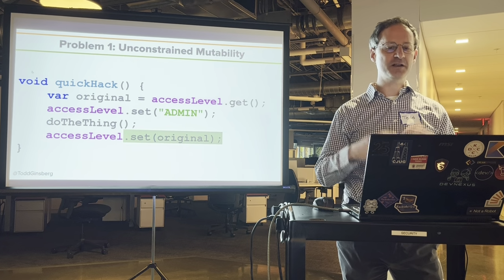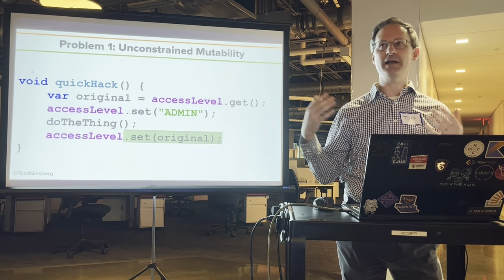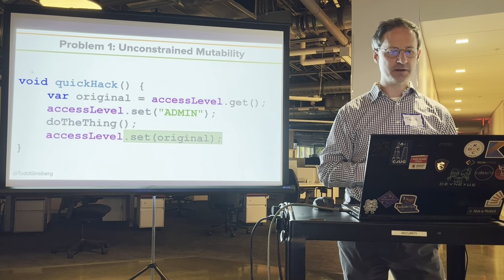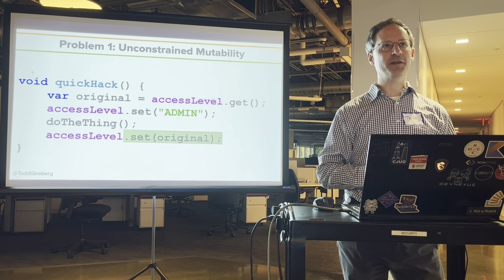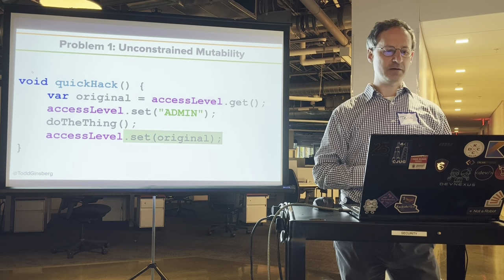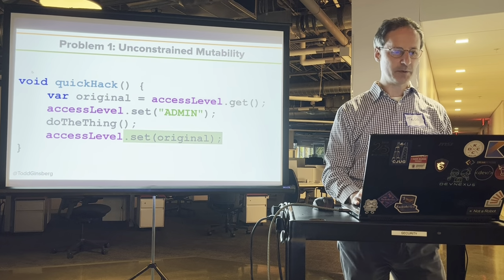So you get unconstrained mutability. I don't know who's touching that thread local. I don't know why. As long as they can see it, they can get access to it. So sometimes people use them as a way to return more than one thing from a thread. Anybody can poke a value into there. It changes the runtime of your application.